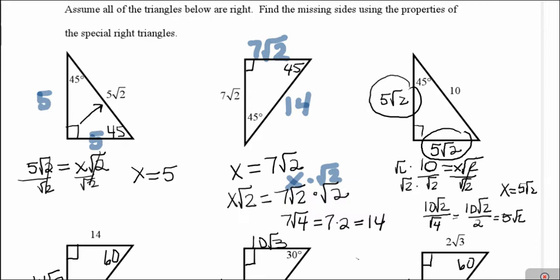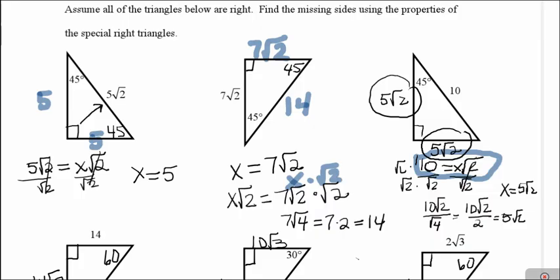Okay, so if we look over here all the way to the right at this third example, we are given the side across from the 90 in a 45-45-90. So I know the side across from the 90 is equal to x root 2. So here's my initial equation that I set up. 10 is equal to x square root 2.